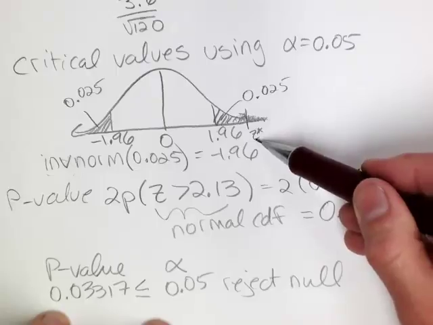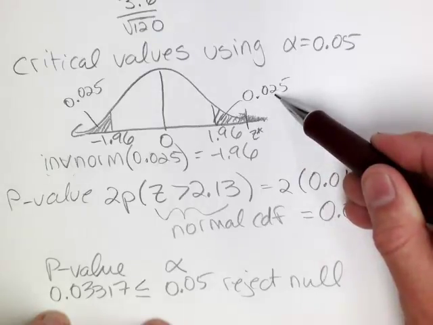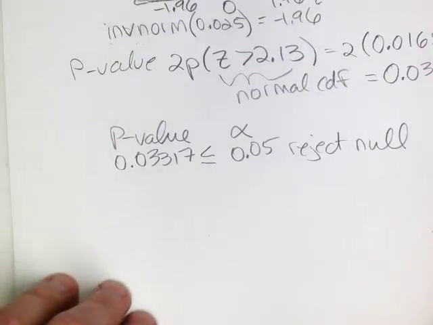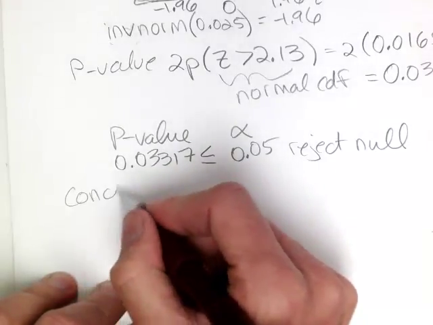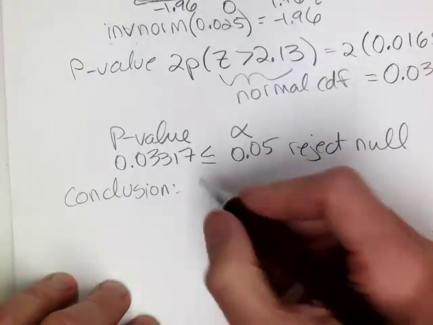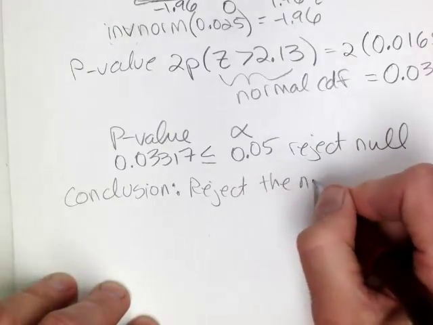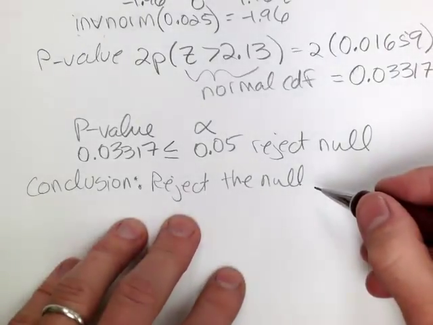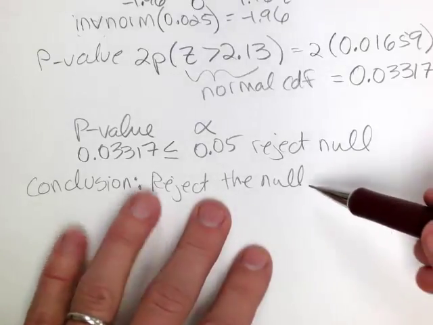Our test statistic is well in the rejection region, and the area that corresponds to the test statistic is well below our level of significance. So let's go ahead and write the conclusion. The conclusion is going to be that we're going to reject the null, but it isn't enough to say reject the null. We want to write the conclusion in terms of the claim, whether or not we're supporting the claim. So I'm rejecting the null.